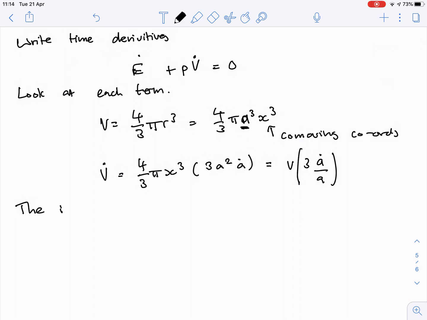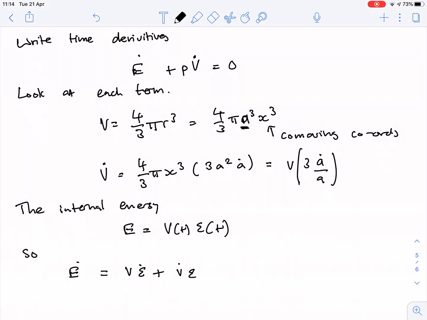And then the internal energy. Well, the energy is just the volume, a function of time, times the energy density, which is also a function of t. So E dot is just V ε dot plus V dot ε. And then if I substitute in here this V dot, that's equal to V times ε dot plus 3a dot over a ε.